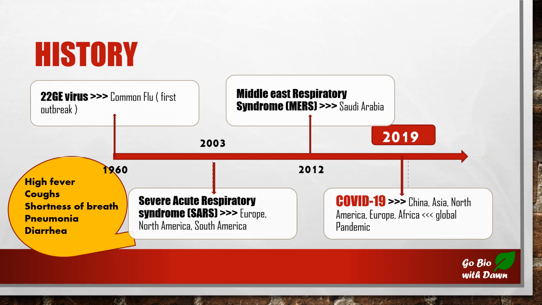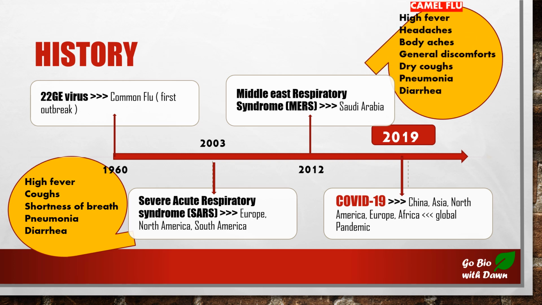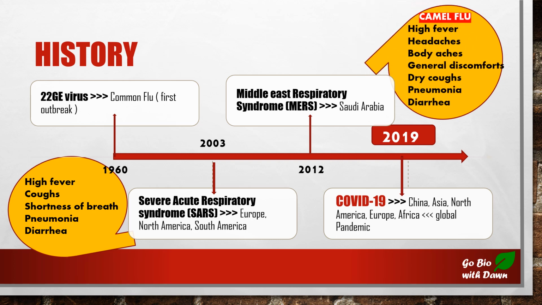Later on, in the year 2012, another strain of the coronaviruses, the Middle East Respiratory Syndrome, also known as the camel flu, broke out in Saudi Arabia. Typical symptoms of the MERS-CoV are similar to that of SARS-CoV, with a majority of patients presenting with high fever, headaches, body aches, general discomfort, dry coughs, pneumonia, and diarrhea.